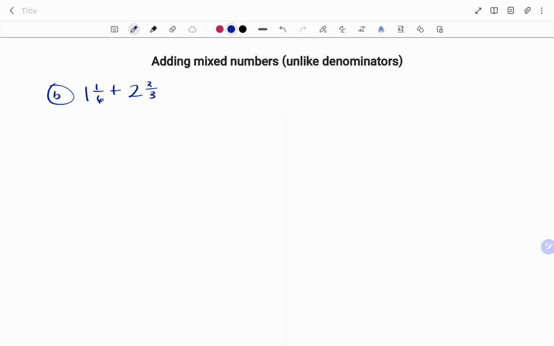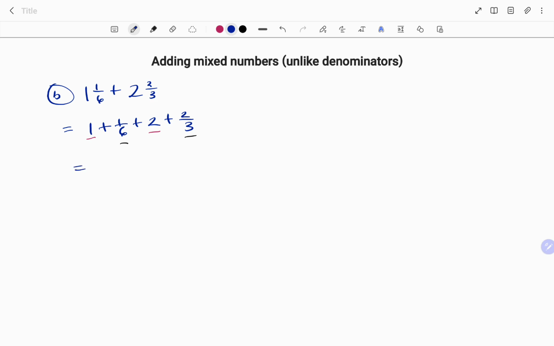In this example, I have 1 1/6 plus 2 2/3. And like I did earlier, I'm going to split up my mixed numbers. I have 1 plus 1/6 plus 2 plus 2/3. My whole numbers are 2 and 1, and my fractions are 1/6 and 2/3. I'm going to be grouping.